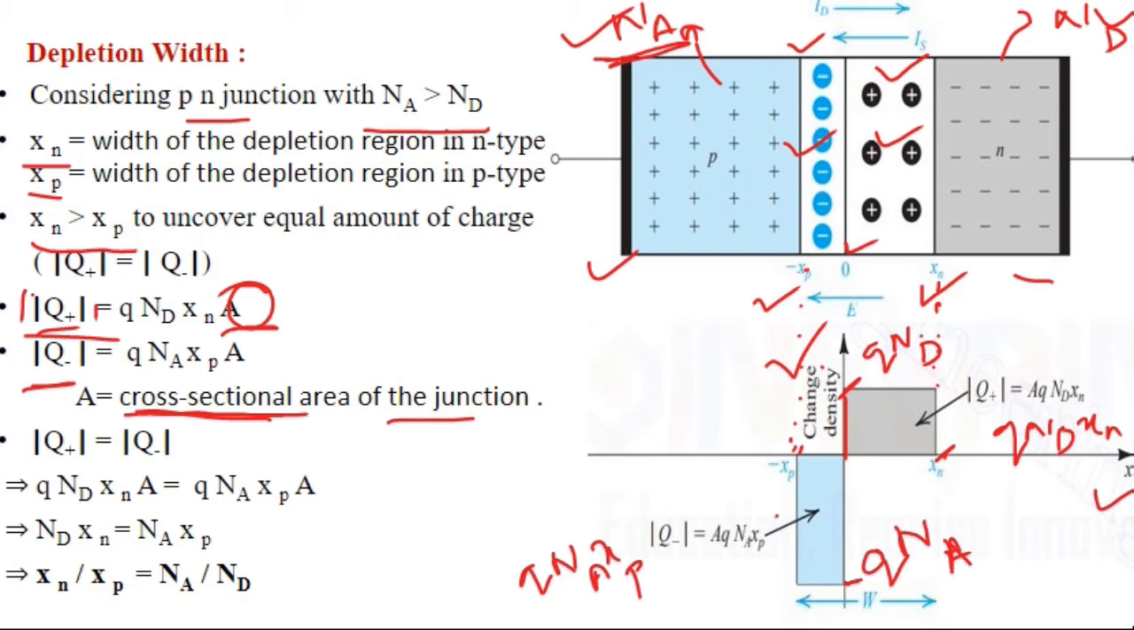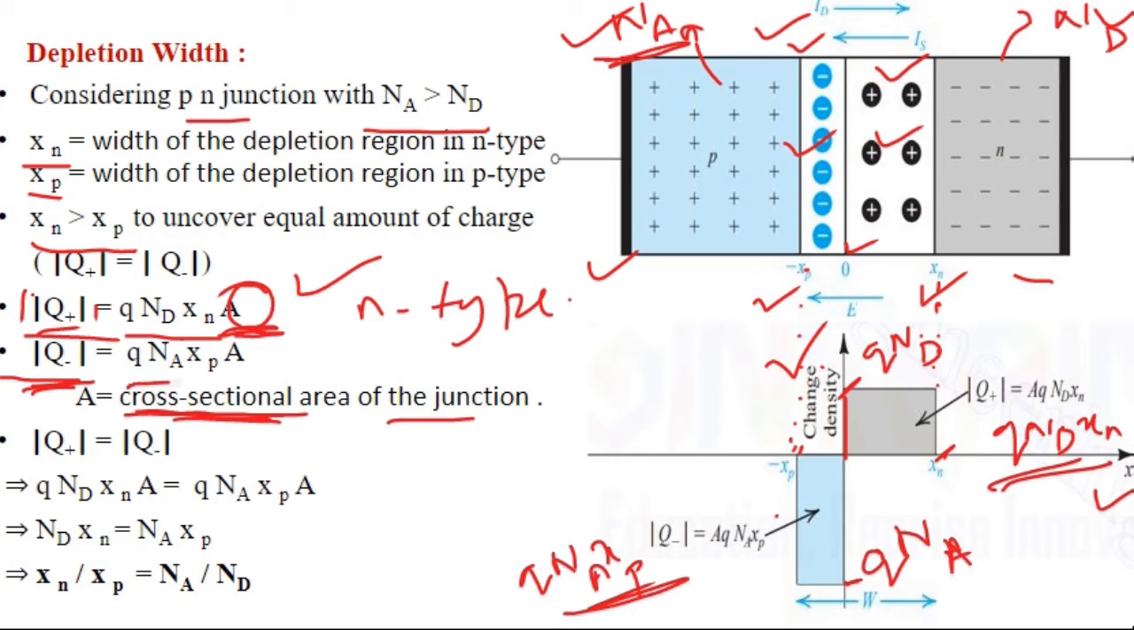So what is the positive charge across the n-type? It is the area of the rectangle across the n-type, that is Q times Nd Xn times A. In order to find the total charge, we have to multiply it with the cross-sectional area of the junction. So it is Q times Nd times Xn times A. Similarly, on the negative ions side, what is the total magnitude of the charge? That is mod of Q minus, which will be equal to Q times Na into Xp times the total cross-sectional area of the junction, that is A.